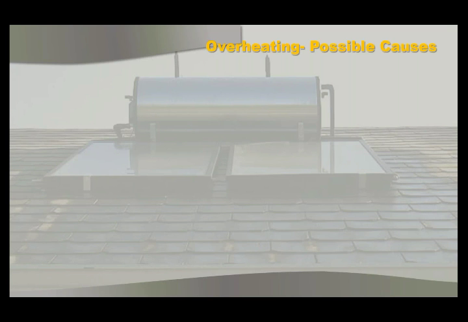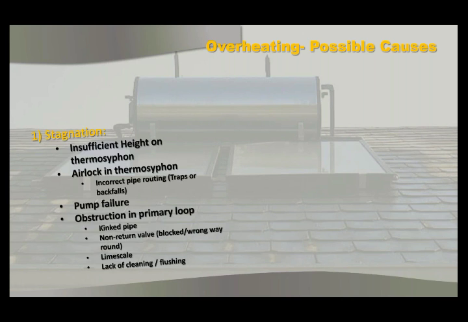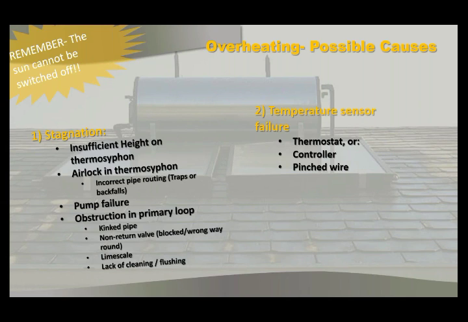So what are the possible causes of overheating? The biggest thing in a solar system is stagnation. That means that you've got no flow, or very little flow, between the collectors and the tank. How does that happen?